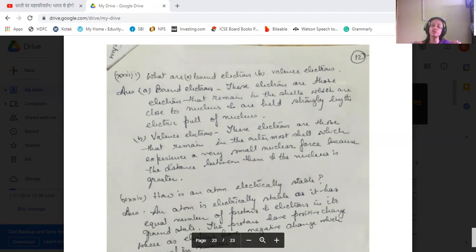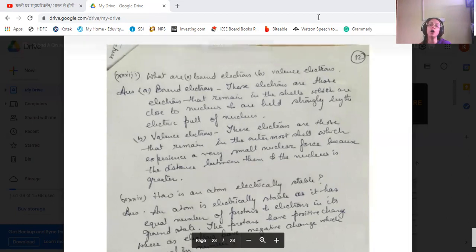And the valence electrons are those which remain in the outermost shell and experience very small nuclear force, because the distance between the nucleus and these electrons is greater. So the force is much less, and the electrons present on the outermost shell are known as valence electrons.